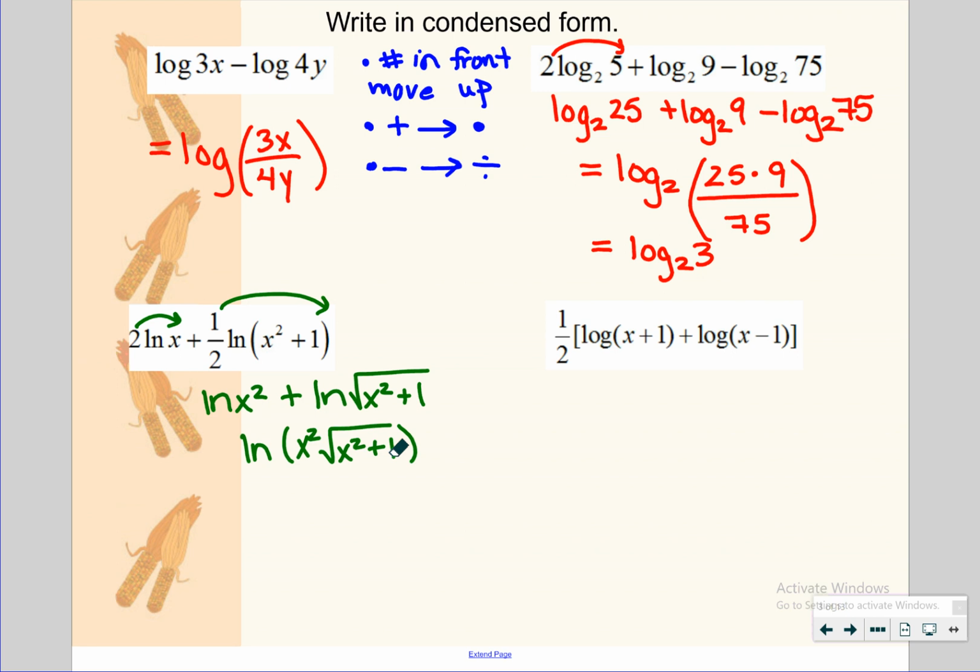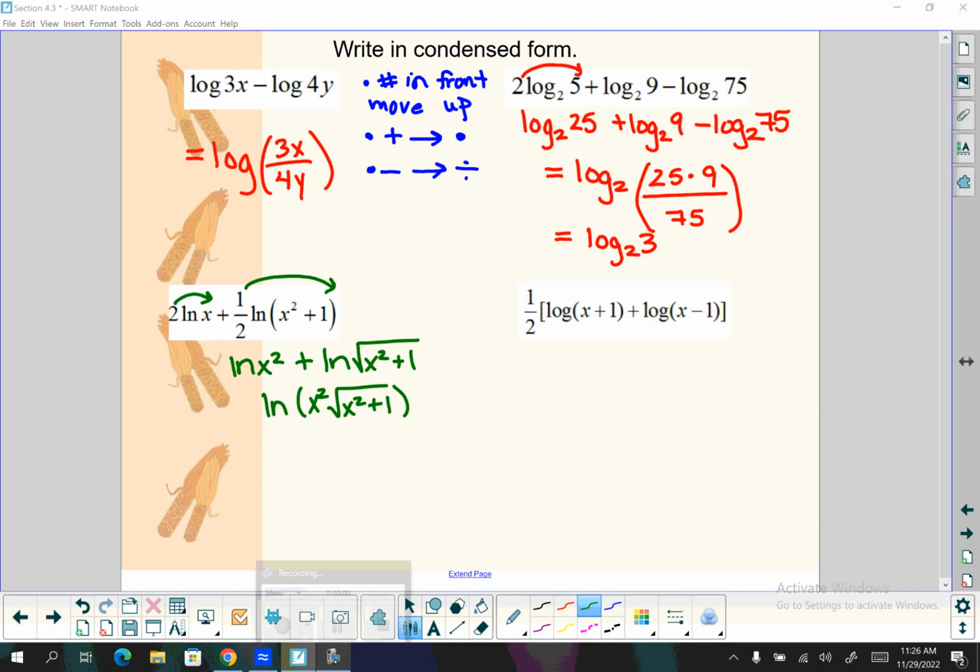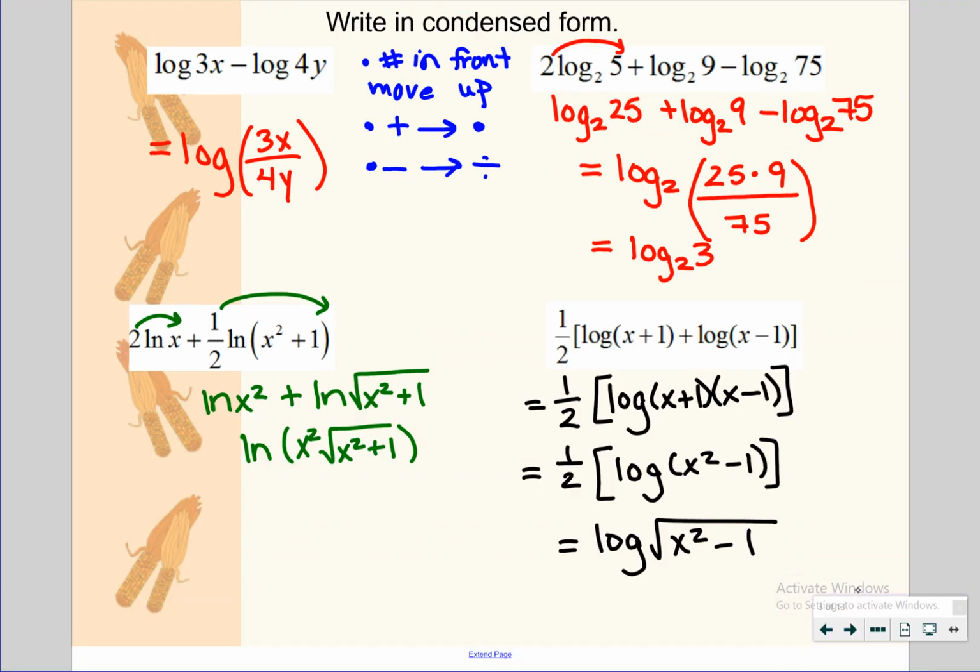Okay, you guys try the last one. See what you can do. All right.